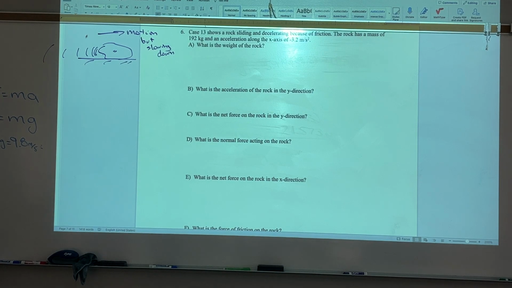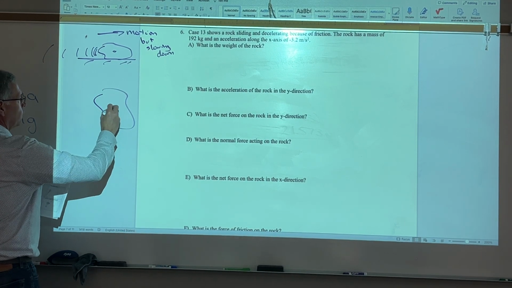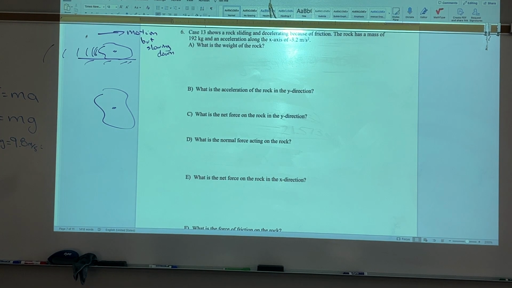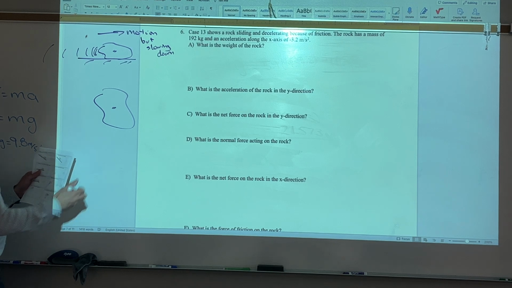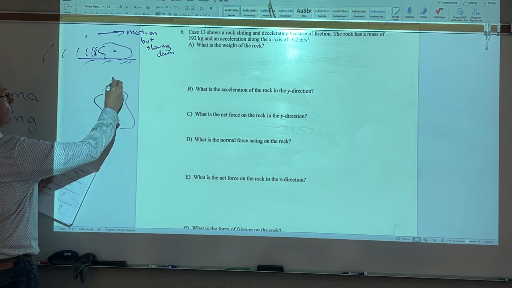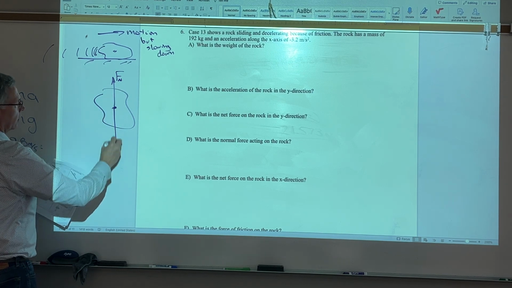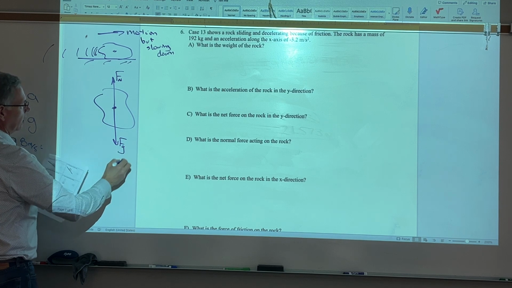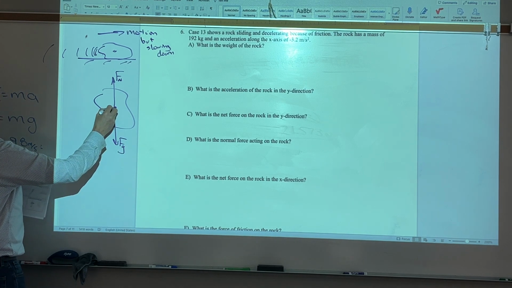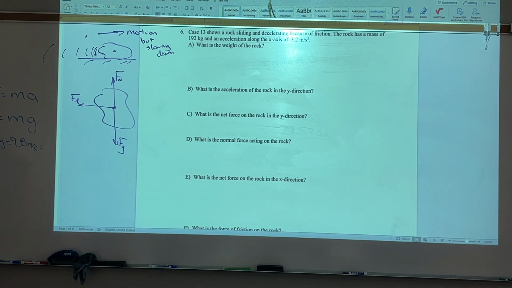Okay, so what did your free body diagram look like on number 13? Up, down, and to the left. Okay, so up, and what do you label that up force? Normal force. Good. Down, force of gravity, and then you said to the left, force of friction. Okay. What about my force to the right?